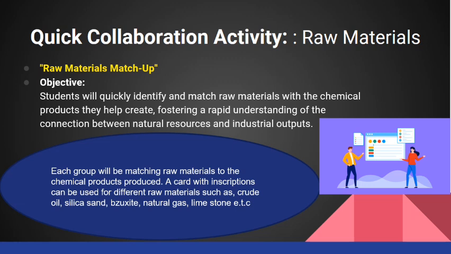That is, maybe you can just have a card and then just write something like, okay, crude oil. Then you have different products that can be gotten from crude oil. So you are meant to now match those products that can be gotten from crude oil to the crude oil card. So you can also do more cards containing other raw materials like bauxite and so many other raw materials.